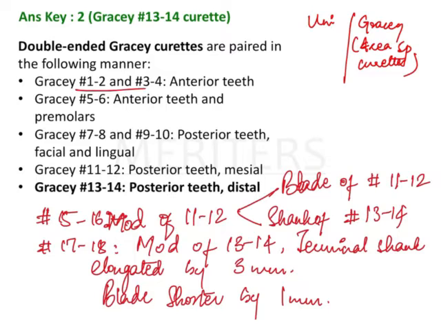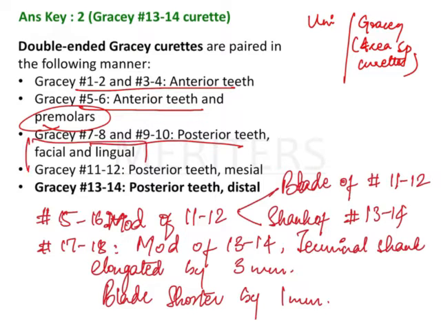So 1, 2, 3 and 4 are for the anterior teeth, 5 and 6 are for anterior teeth and premolars, 7 and 8, 9 and 10 are used for the posterior teeth, facial and lingual. That is your premolars and molars on the facial and the lingual surfaces. Gracie number 11 and 12 are used on the posterior teeth on the mesial side, and 13, 14 is used on the distal side.